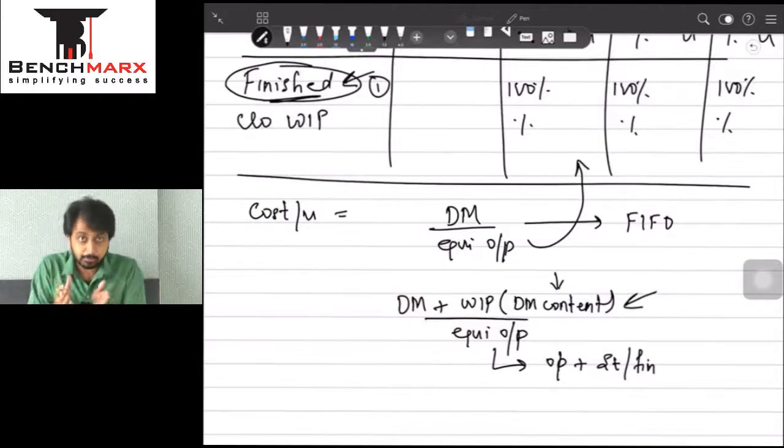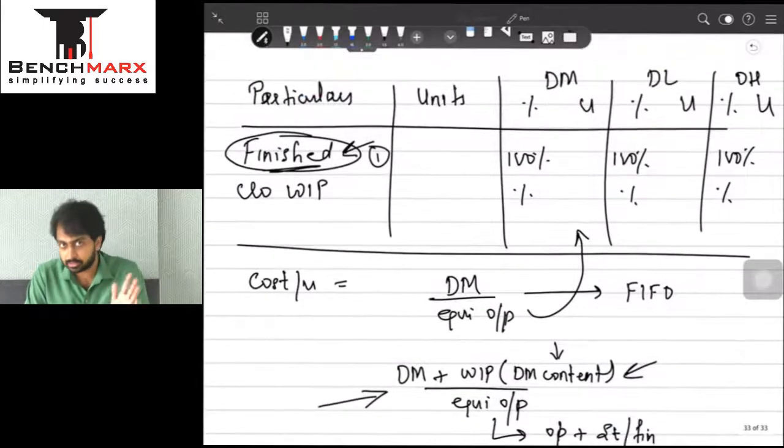What will this do? My numerator contains the cost of the opening WIP also. My numerator contains the cost of the current period also, and that is how the cost is average. It is the average of the previous period's cost as well as the current period's cost, and this is how I will do my valuation in case I am asked to make a statement as per the WAM method.